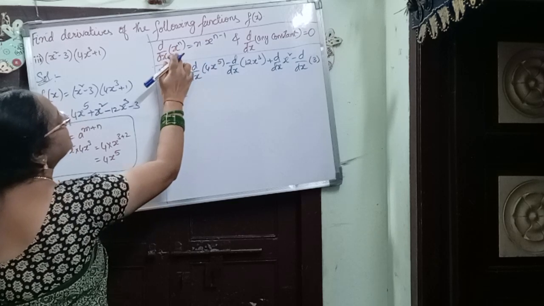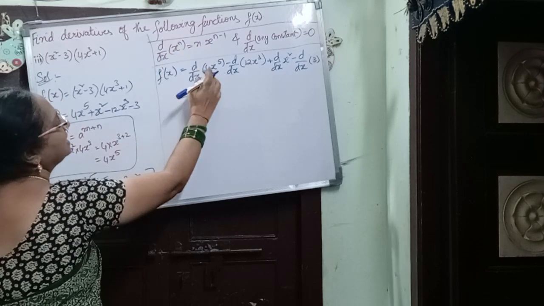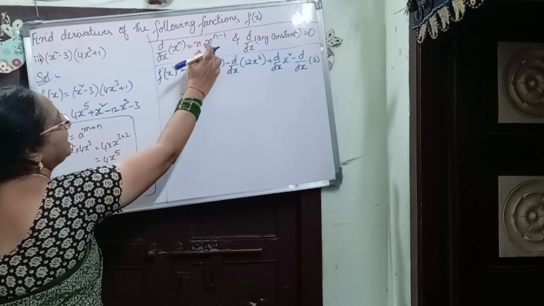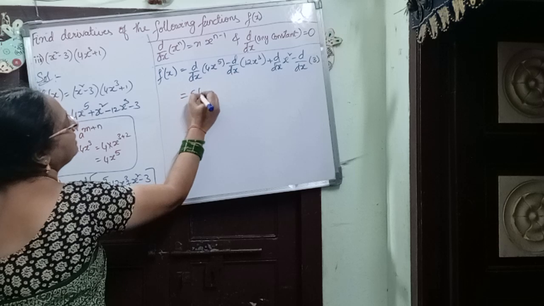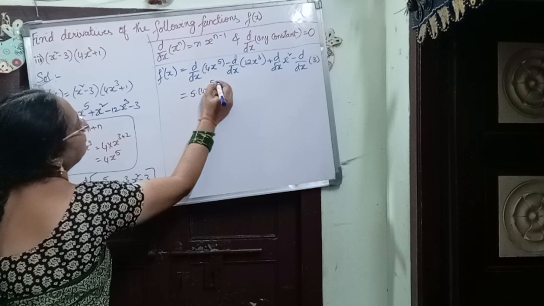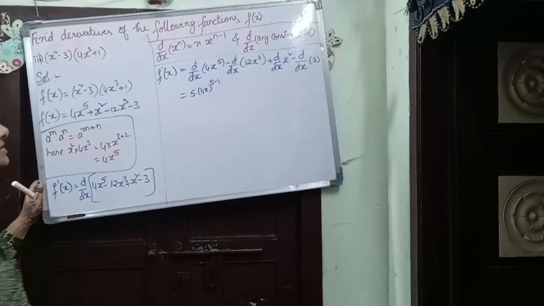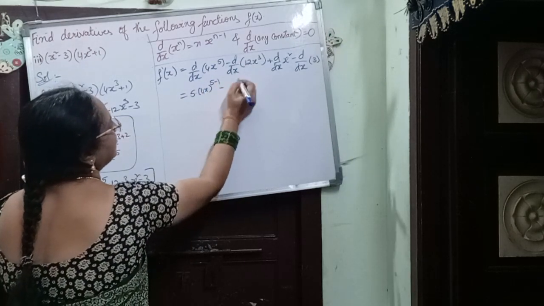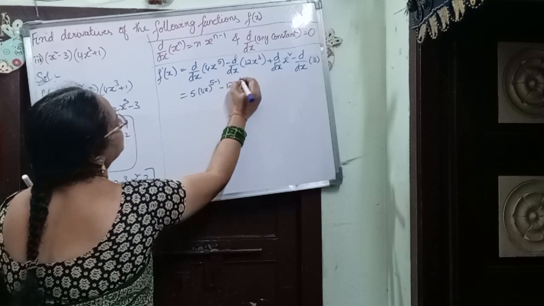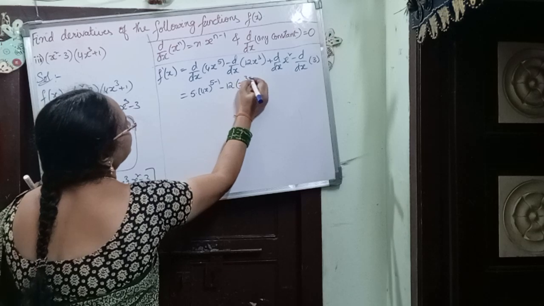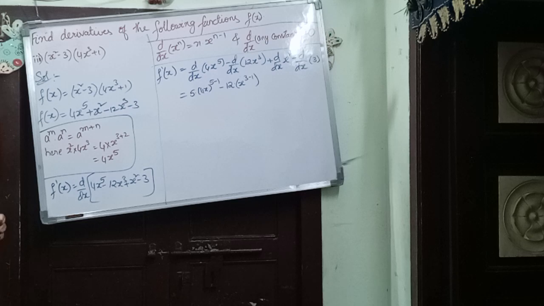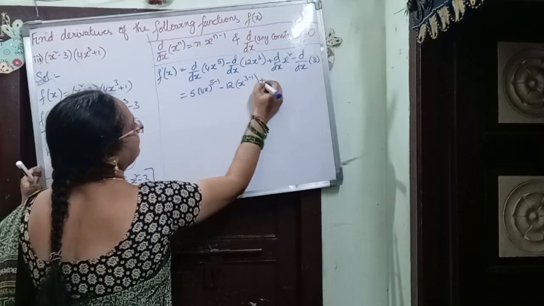This is the question: d by dx of x power n. If you take this whole thing as x, power n is 5. So what will you get? n into x power n minus 1 means 5 into 4x power 5 minus 1. Understood? And for this also the same, you will get minus 12 into x power 3 minus 1. Okay. This also you will get in the same manner.